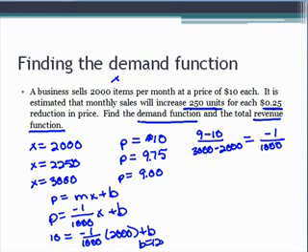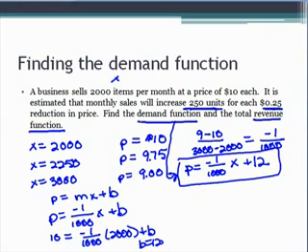So my equation becomes P is equal to negative 1/1000 x plus 12. That's referred to as the demand function. Here's the demand function. That demand function tells us what price we're going to get in terms of how many units we sell. All right, that's the demand function.